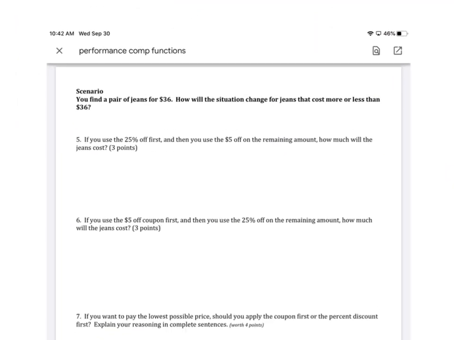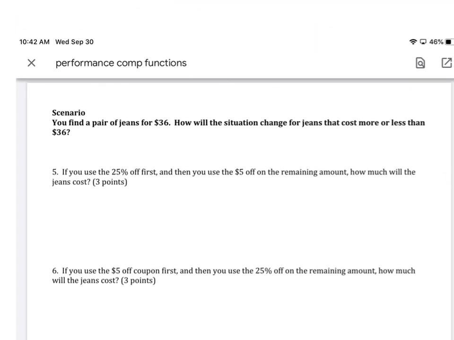This is the part you're going to do on your own, okay? But this tells you right here how much. When I do that, how much does my jeans cost? So for what am I doing? What does my x equal? Yeah, 36. So x equals 36.